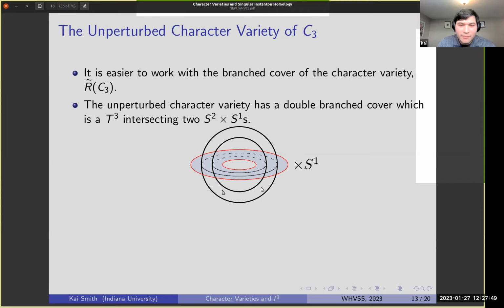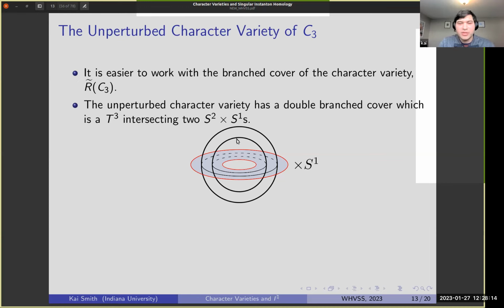So this is my interpretation of a picture for this character variety. Here I have this annulus, which is shaded in. It has these two boundary components, this inner circle and the outer circle. If I identify those, I can turn my annulus into a torus. And then there's this extra S1 factor, which gives me my 3-torus.